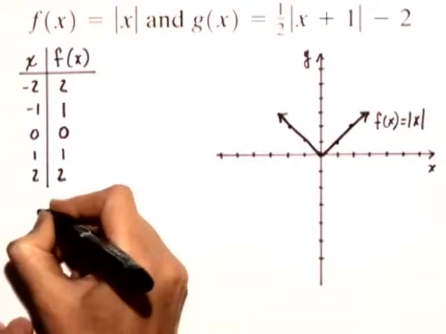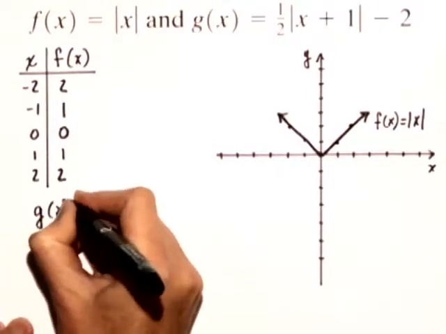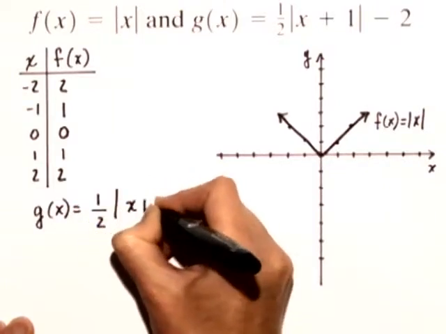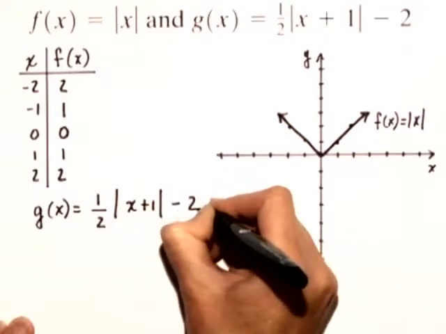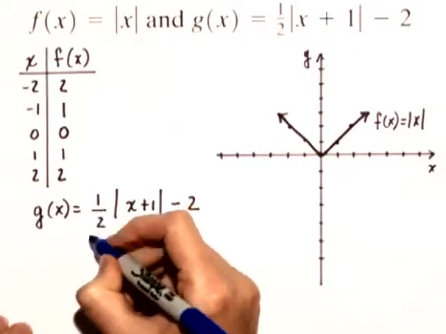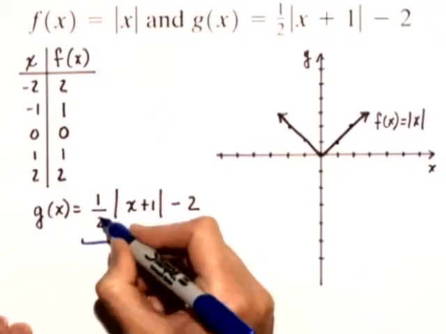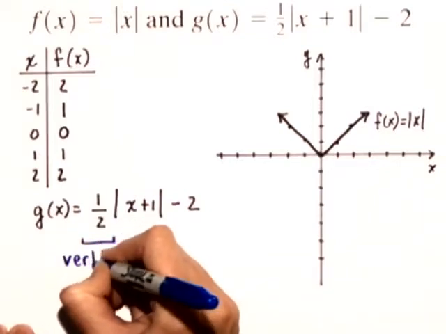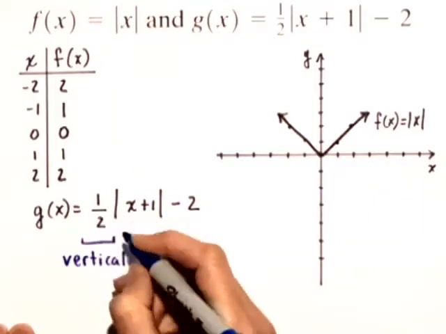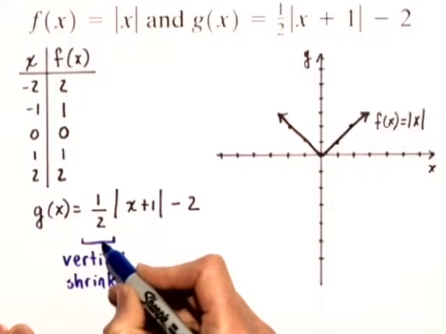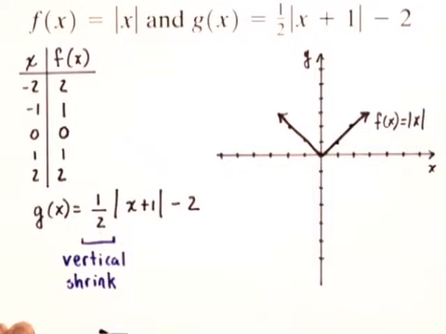Now let's compare that to g of x is equal to 1/2 the absolute value of x plus 1 minus 2. Now we have three different transformations going on here. First, I'm going to start with this 1/2. This 1/2 in front of the absolute value of x plus 1 represents a vertical shrink, since 1/2 is less than 1. In other words, each y coordinate will be multiplied by 1/2. It'll be half as large.